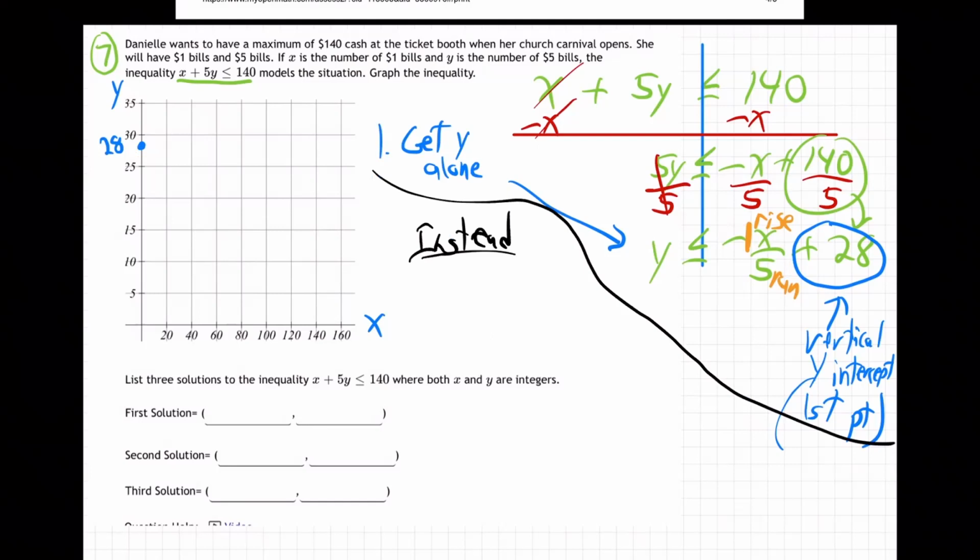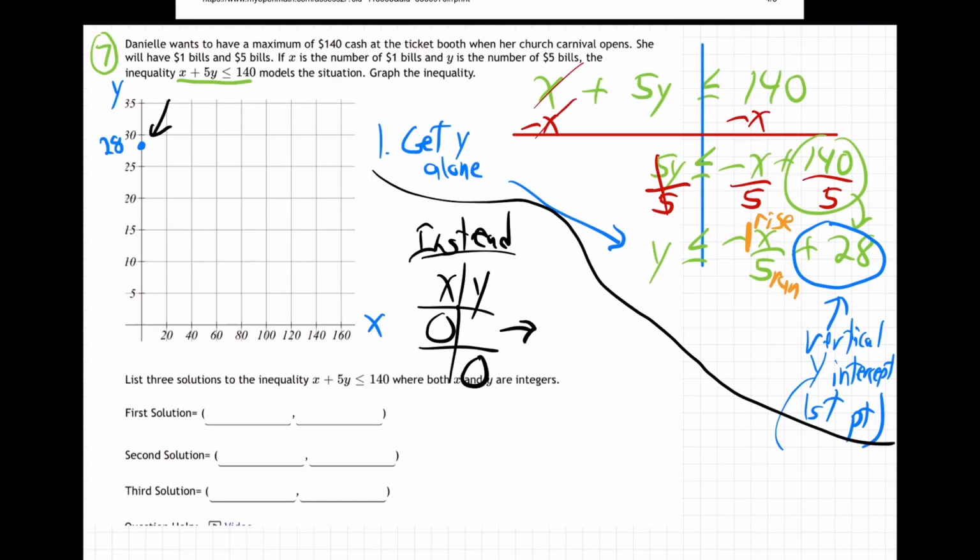Instead, it got us half the answer. It's got this point. That's good. We need to find another point. So I'm going to make an XY table. I'm going to put 0 in for X, find Y, 0 in for Y, find X. Now this one's actually already done.